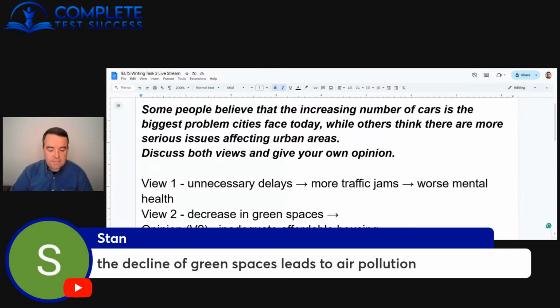The decline in green spaces leads to air pollution. Okay. And the increasing number of cars would also increase the air pollution. So why is this air pollution worse than the air pollution from the cars? I want something more directly linked to what makes it worse than the increasing number of cars. So this might be right. We might be able to use this, but I just need to see how it is connected to what the question has asked us to discuss at the moment.